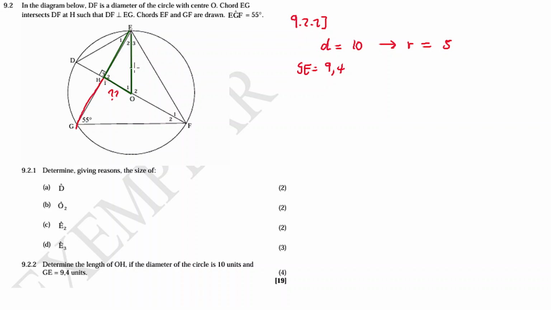OE is the radius, so it's going to be 5. OH is unknown. This angle is 90 degrees. How do I know? Angles on a straight line: H2 is 90, H3 is 90 as well. Right? So for the green triangle, to calculate OH I want to use the Pythagoras theorem, meaning that I need HE. So GH is equal to HE. How do I know this?